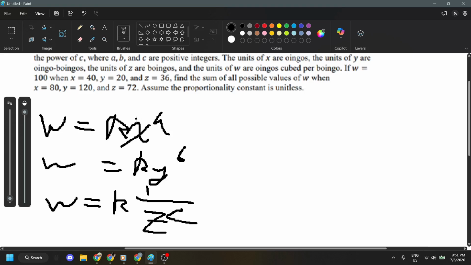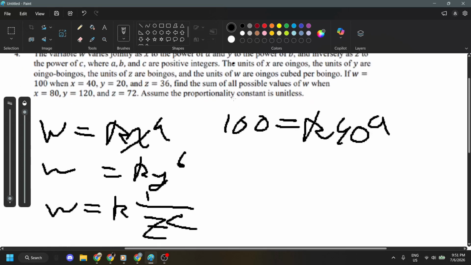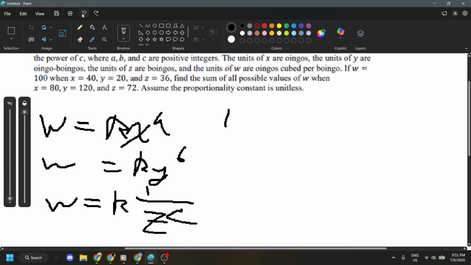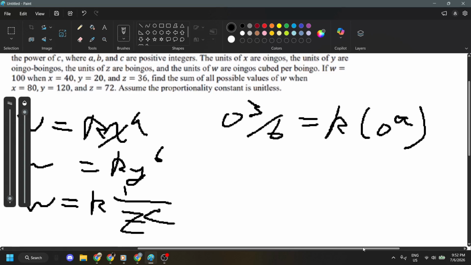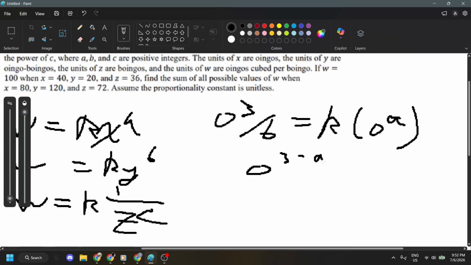Okay, so I'm assuming we'll probably get two different proportionality constants from a quadratic. That's my guess, but let's see. So we know that 100 is equal to k times 40 to the a. Oh, we also know these units. So units of x are in oingos, and w is in oingos cubed per boingo, is equal to k times oingos to the a. So we have oingos cubed minus a over boingo is equal to k.